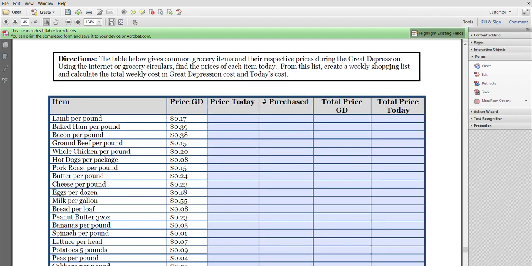Okay, from this list, create a weekly shopping list and calculate the total cost in the Great Depression versus today's cost. So, this is the price per Great Depression. It was 17 cents for a pound of lamb during the Great Depression. You're going to find today's price. You're going to write down how many you would purchase, and then you're going to total the price for the Great Depression and total the price for today.